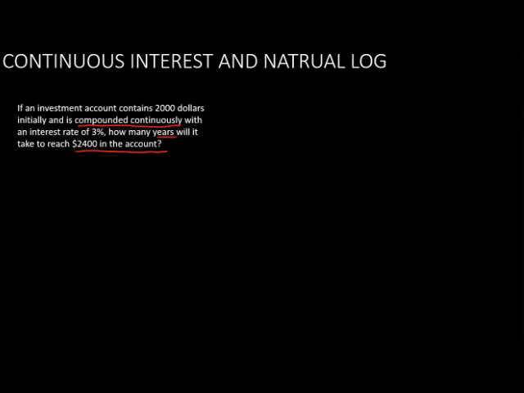Let's start from our continuous interest formula, Y equals P times e raised to the RT. Our initial investment is $2,000. That's going to be our P value. The interest rate, R, is 3%. If we change to decimal form, we'll have an R of 0.03.